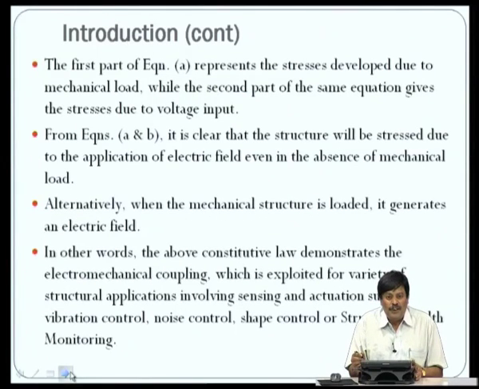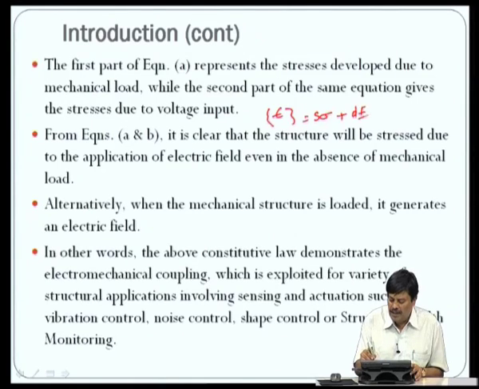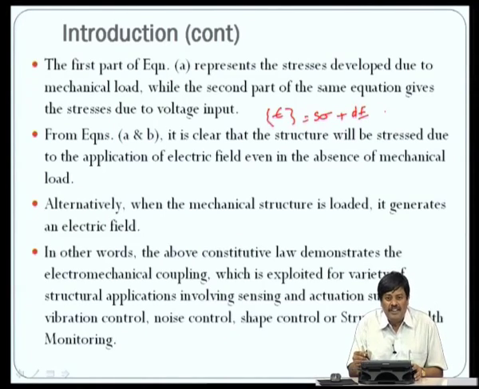The first part of the actuation equation represents the strain developed due to the mechanical load, while the second part gives the strain due to the voltage input. So we have epsilon equal to S sigma plus d into E. The first part is because of the mechanical load and the second part is because of the electric field. So it is clear that the structure will be stressed due to the application.